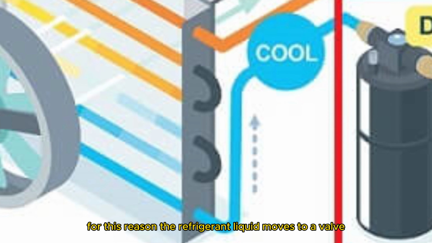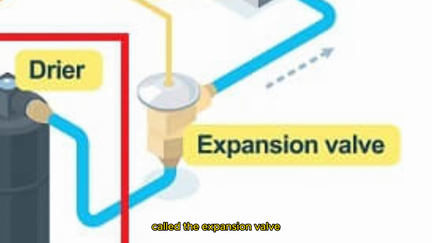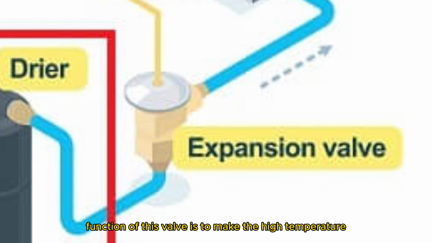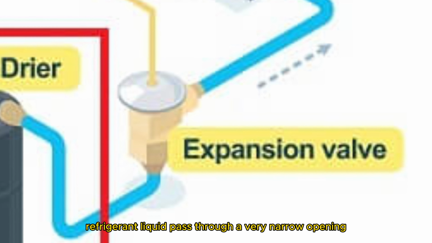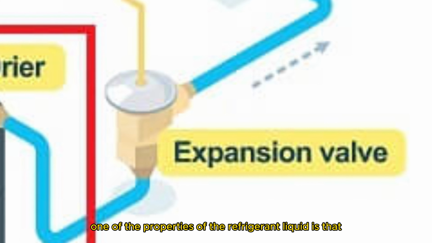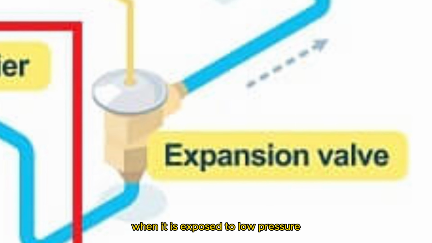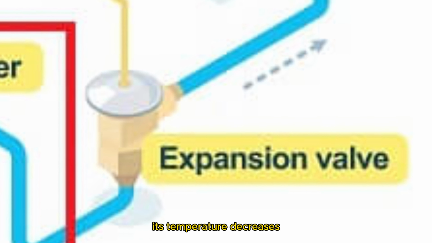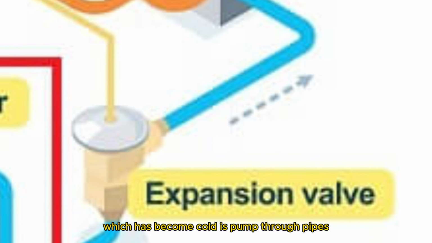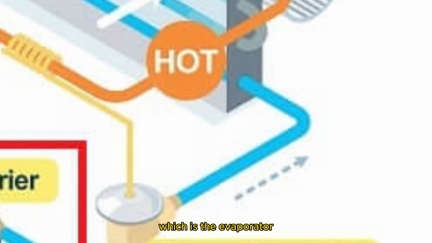For this reason, the refrigerant liquid moves to a valve called the expansion valve located at the end of the condenser. The function of this valve is to make the high temperature refrigerant liquid pass through a very narrow opening, which results in a drop in its pressure. One of the properties of the refrigerant liquid is that when it is exposed to low pressure, its temperature decreases. After that, the refrigerant liquid, which has become cold, is pumped through pipes leading to the indoor unit to reach the last part of the circuit, which is the evaporator.